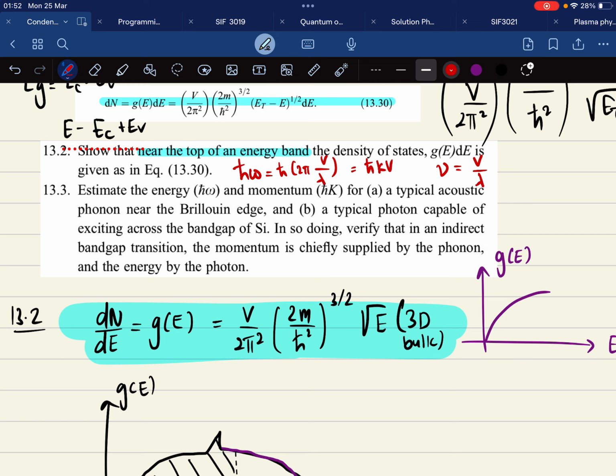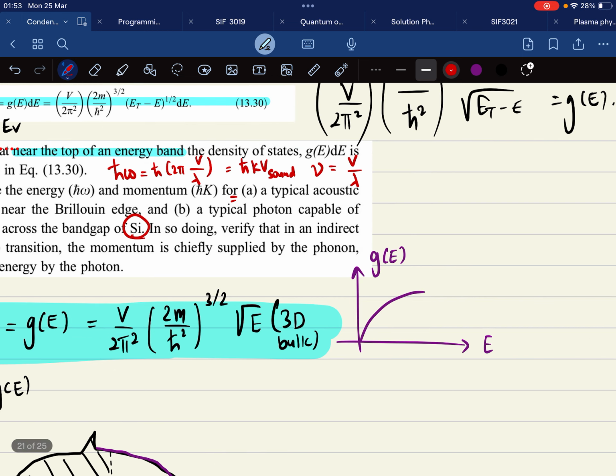Because we are dealing with phonon, we need the velocity of sound in solid, because we are dealing with silicon, and silicon is solid. So we need to check what the velocity of sound in solid is. The k vector is basically, because we are dealing in the Brillouin zone.